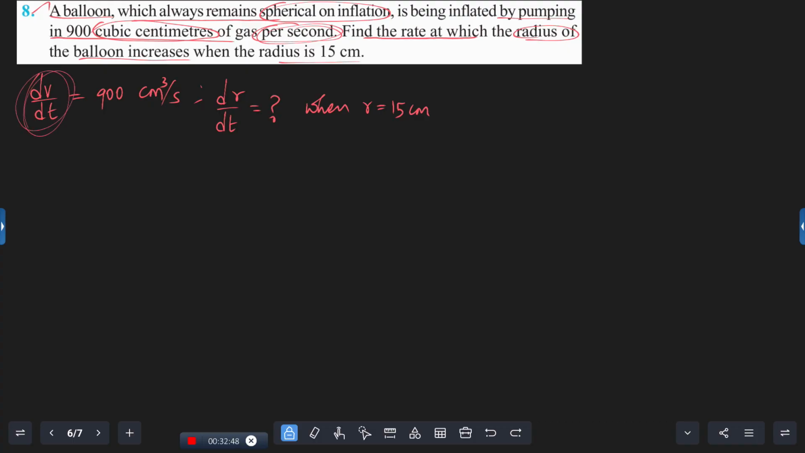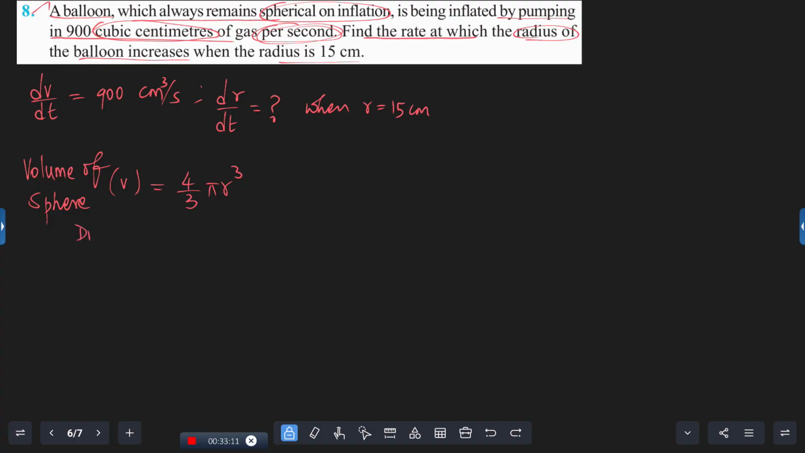So here dV by dt is given, so I'm going to use volume. Volume of a sphere, V equals 4 by 3 pi r cube. Formula, you must be very careful.